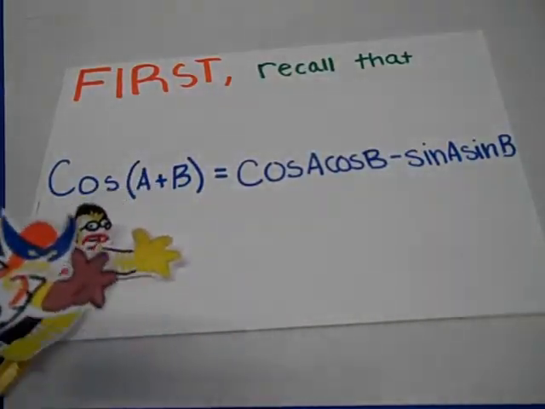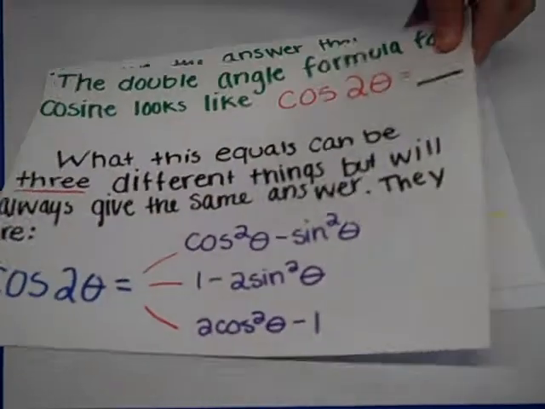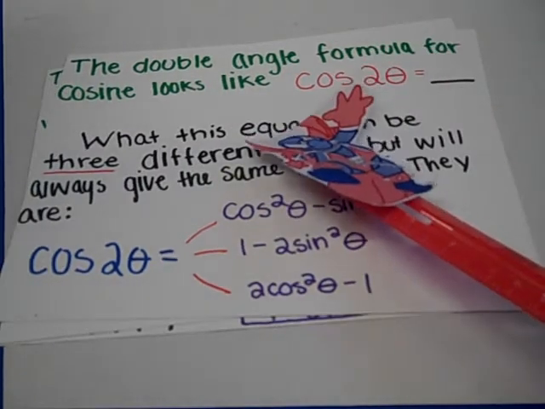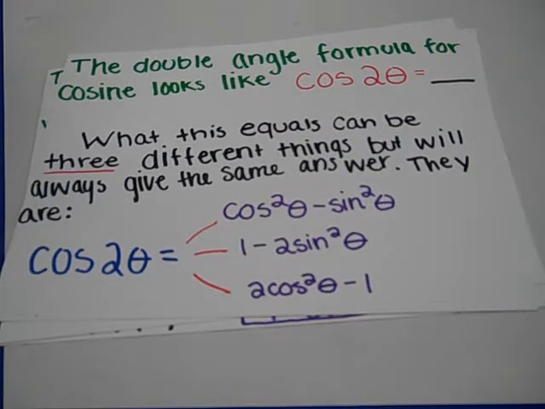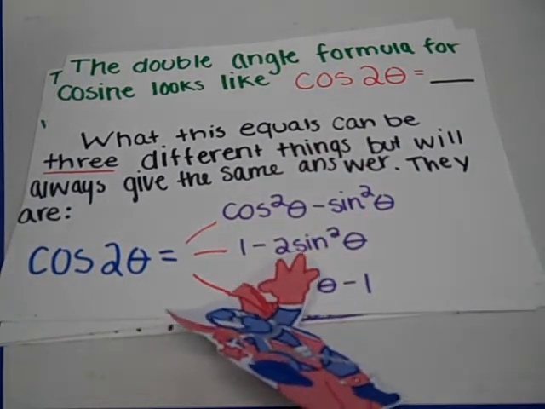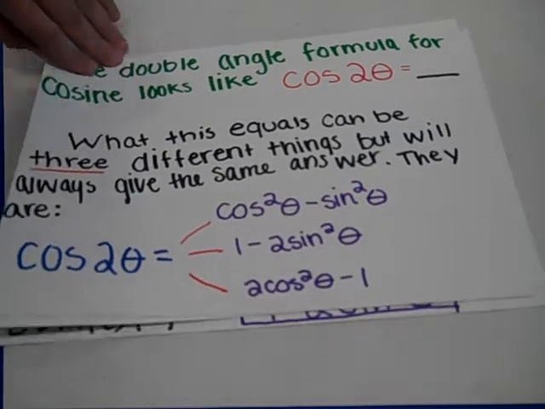First, recall that cosine A plus B equals cosine A, cosine B, minus sine A, sine B. The double angle formula for cosine looks like cosine 2 theta equals, what this equals can be three different things, but they will all give the same answer. They are cosine squared theta minus sine squared theta, 1 minus 2 sine squared theta, or 2 cosine squared theta minus 1.